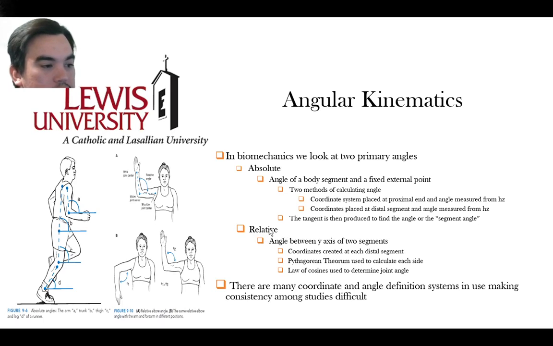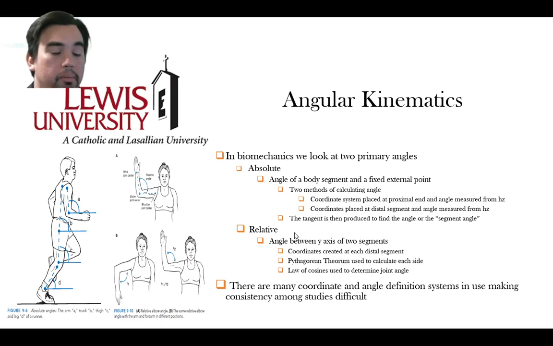Relative angle is typically what we do a little bit more, because we use our goniometers, and that's how goniometers work, more off your relative angles than your absolute angles, because we're not necessarily doing it off a horizontal plane.